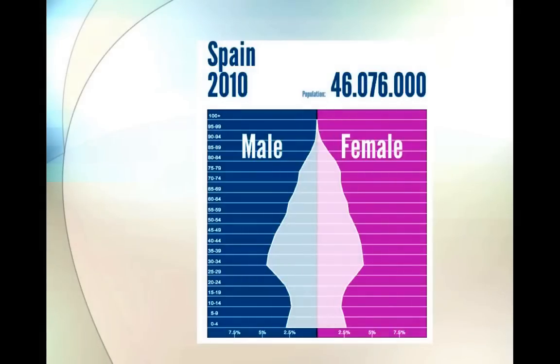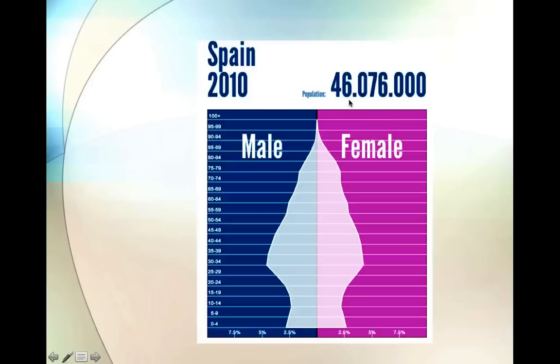Here's another one right here. This is Spain. In Spain, this shows us a population that is declining. At the base of the pyramid, you have very few younger children, but you have many middle-aged adults. And in 30 years, your population is going to start to decline.